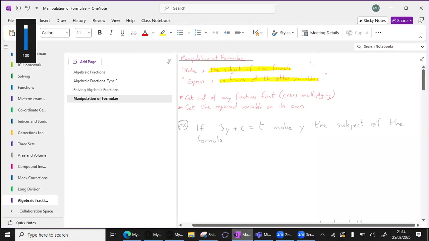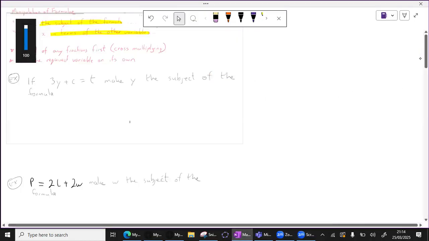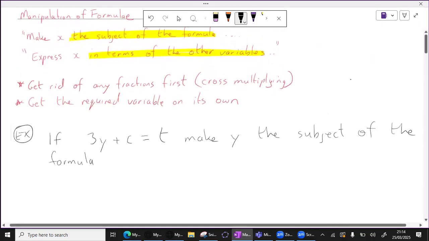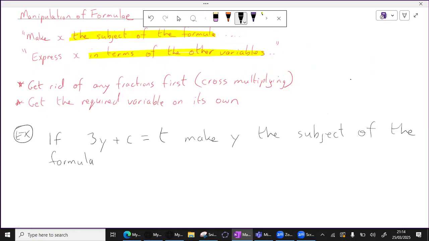So manipulation of formulae is very doable because if you know how to solve, you automatically know how to do manipulation of formulae. So phrases you might hear is make X the subject of the formula. You might hear express X in terms of the other variables. So I've written two tips here. Get rid of any fractions first by cross multiplying, and then get the required variable on its own.